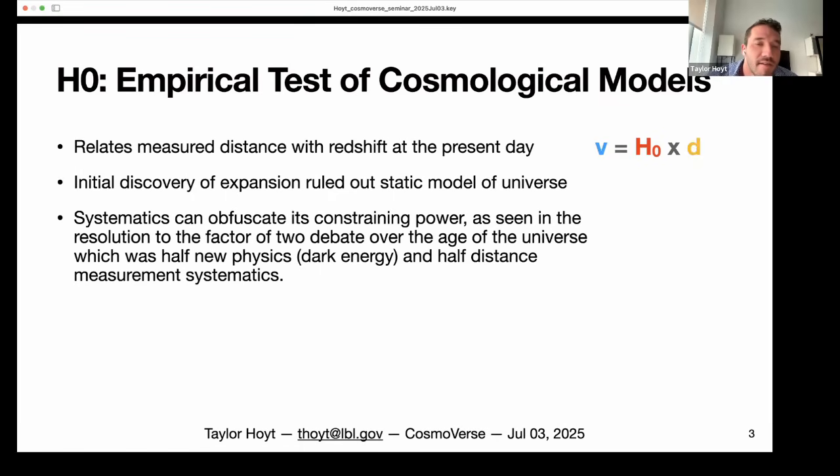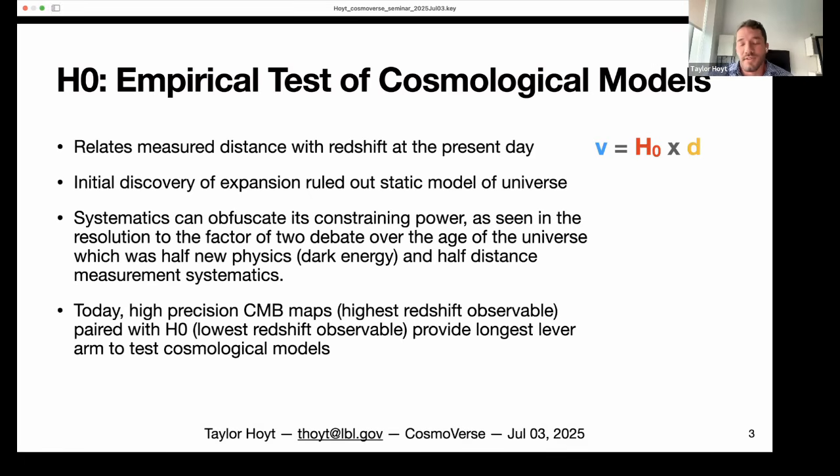Systematics historically have and can obfuscate the constraining power of the Hubble constant. This was seen quite famously in the factor of 2 debate over the value of the Hubble constant, which boiled down to really a debate over the age of the universe. It turns out that this was actually resolved in 2 parts. It was half new physics, the discovery of dark energy, which allowed for an older universe and a higher Hubble constant. And it was half distance measurement systematics that were resolved with the Hubble Space Telescope and the HST Key project.